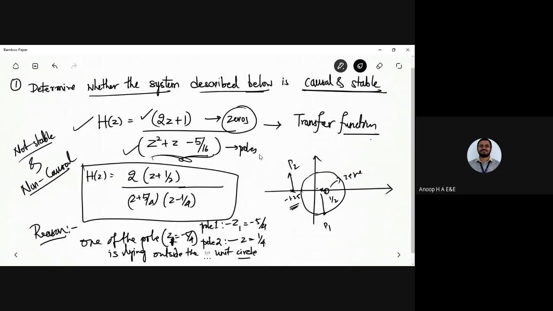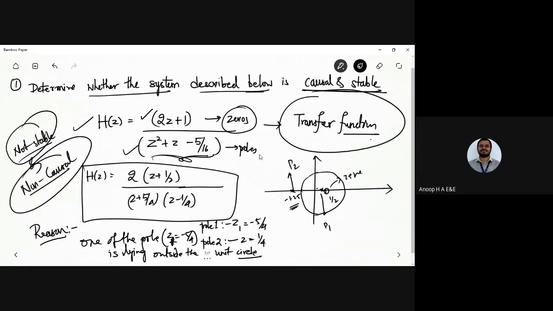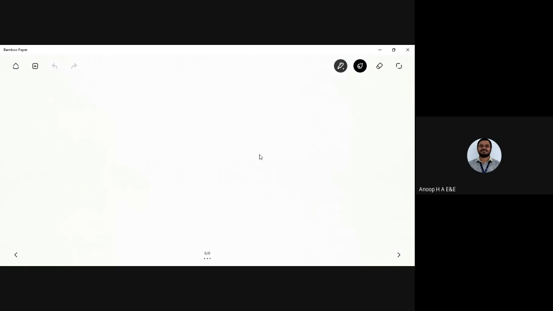Okay, so then I can generally say that the given transfer function is not stable and non-causal. That's the reason why I can say this. This is how you can specify whether the given system is stable or not, causal or not, and so on. So it can be clearly said that the given system is not causal and not stable.